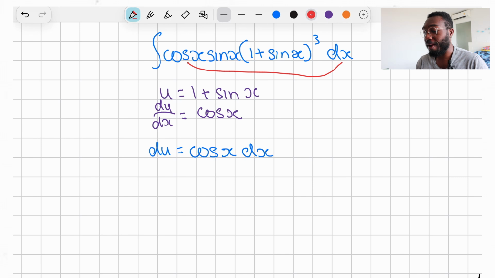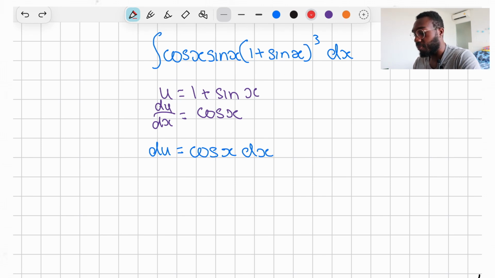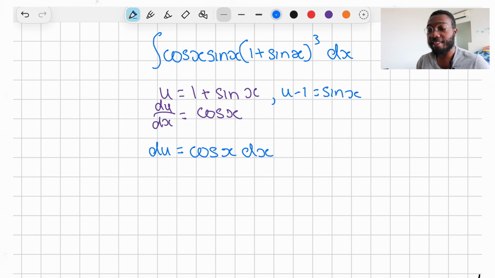Now all we need to do is worry about that sine x. How can we get a sine x? Well, that's very simple, because if you look at the question, we have u is equal to 1 plus sine x. So just bring that 1 to the other side. That means we also have u minus 1 is equal to sine x. So now that sine x is taken care of. We can get that sine x in terms of u, we can get the cosine x dx in terms of u, and from our substitution, we already have the 1 plus sine x in terms of u. So we've done everything we need to do, which means that now we can put it all together.